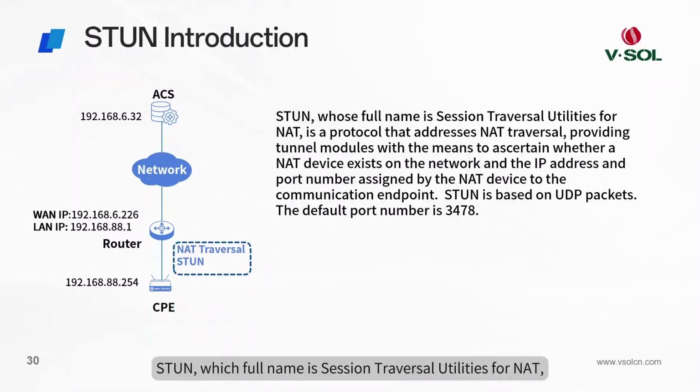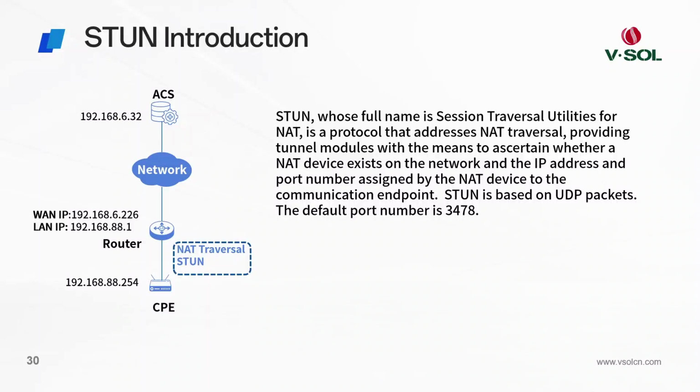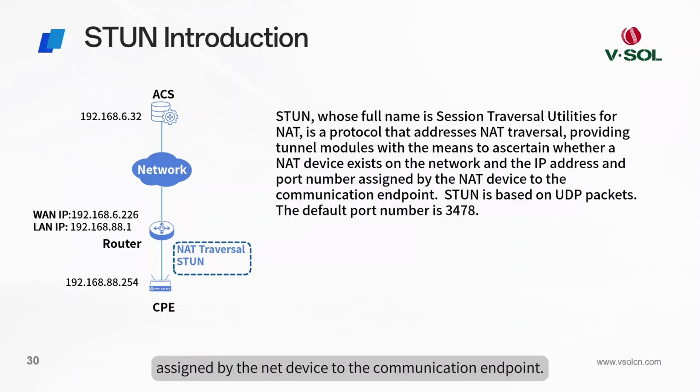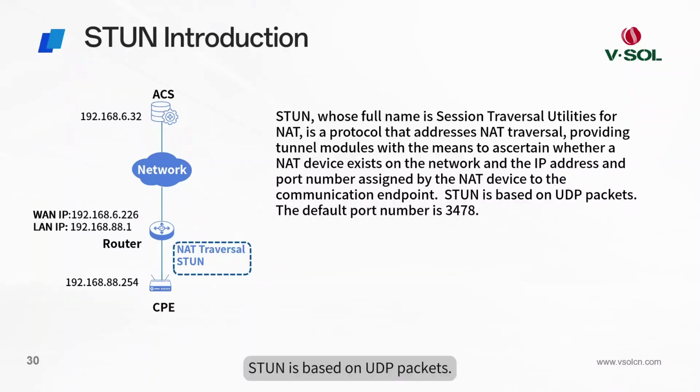STUN, whose full name is Session Traversal Utilities for NAT, is a protocol that addresses NAT traversal, providing tunnel modules with the means to ascertain whether a NAT device exists on the network and the IP address and port number assigned by the NAT device to the communication endpoint. STUN is based on UDP packets. The default port number is 3478.